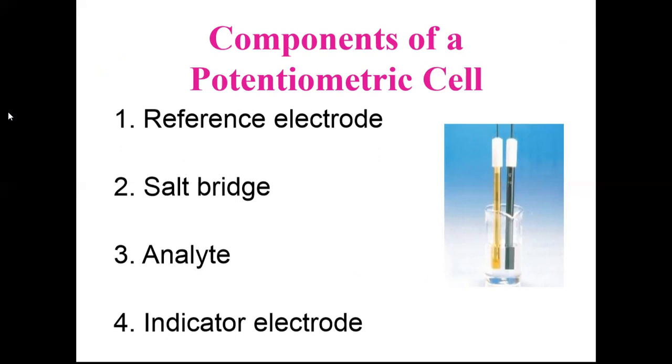Now, the second one is a salt bridge. It is used for the migration of ions from one solution to another solution. It is used for the completion of the circuit and regulates the potential of the cell. The analyte is a homogeneous solution of electrolytes. And the last one is the indicator electrode. These are the electrodes which are used to indicate the completion of the ionization reaction.